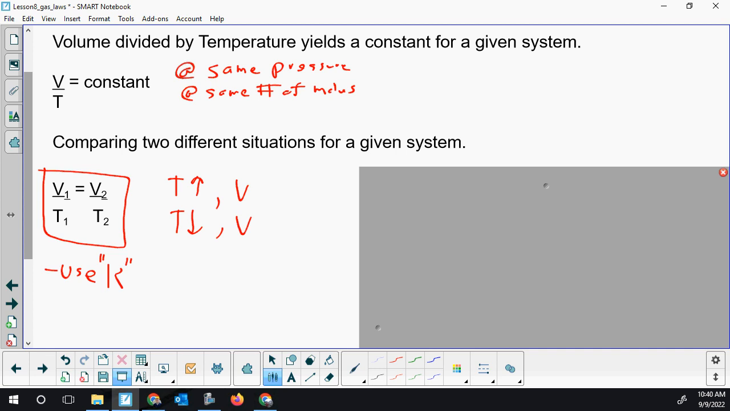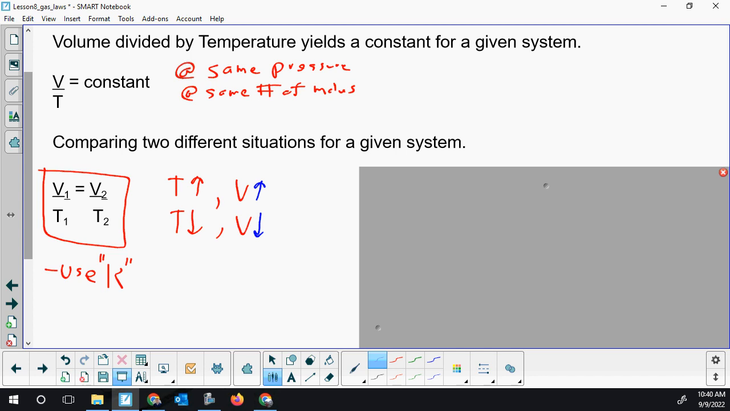Let's put some arrows to this. So as you heat the balloon, the volume goes the same way. If the temperature goes up, the volume goes up. That wasn't like Boyle's law. If you cool your system, you're going to cause it to have a lower volume.